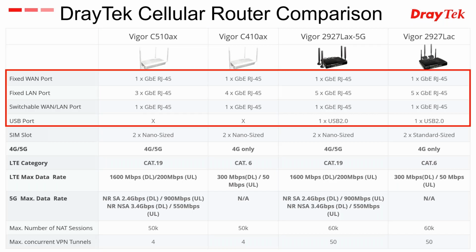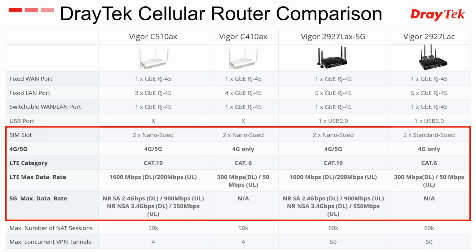The fixed WAN ports: you've got one Ethernet port for every single device, including the highest spec 2927 series. There are 3 or 4 LAN ports for the new C routers, and the 2927 series, for example, offers 5 Ethernet ports. Obviously, we would probably use some additional switches to increase that number, so I don't think that's a big deal here. What really matters is the cellular mobile broadband section here.